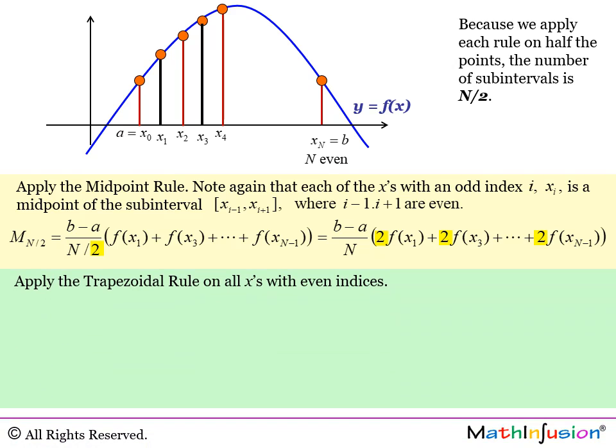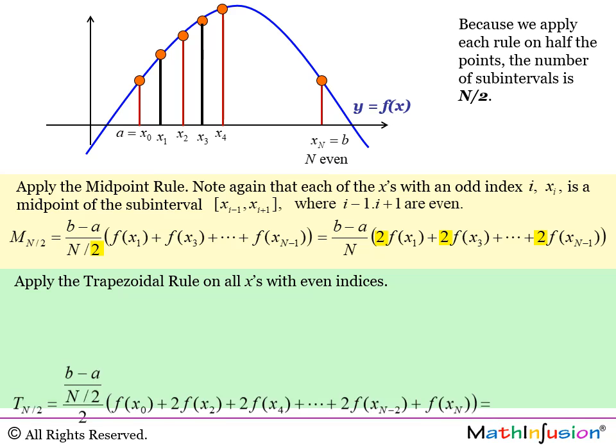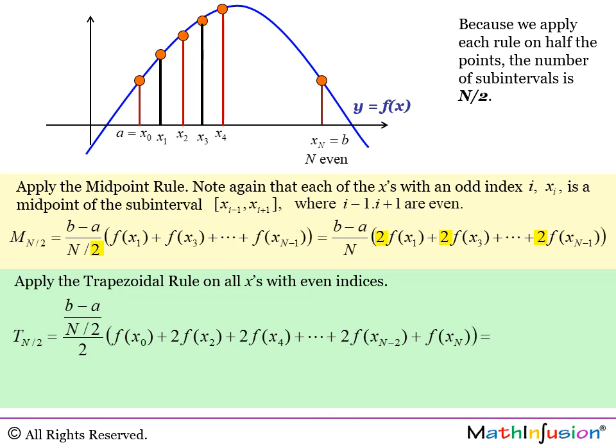And now let's apply the trapezoidal rule, again only on half of the axis. Again, the subdivision is n over 2 parts. We get that, and we can cancel out the 2's here. And we get that.